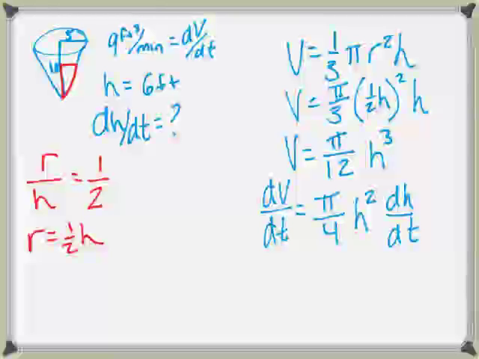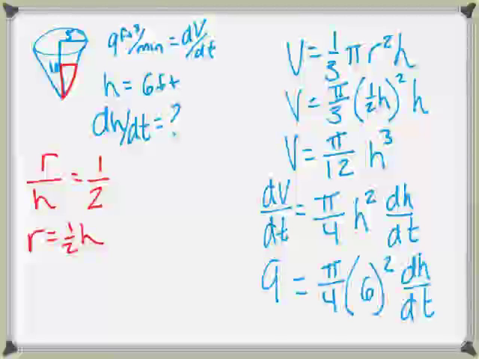Now we can plug in what we know and hope there's only one thing left, and that the thing left is what we want to know. 9 is equal to pi over 4 times 6 squared times dh/dt. And dh/dt is what we wanted to know. Isn't the height 6 feet? Yes. So why couldn't we plug in the height into the h cubed earlier? Because the height is changing. The water is filling at a rate of 9 feet cubed per minute, so the height of the water will rise as the volume is changing.